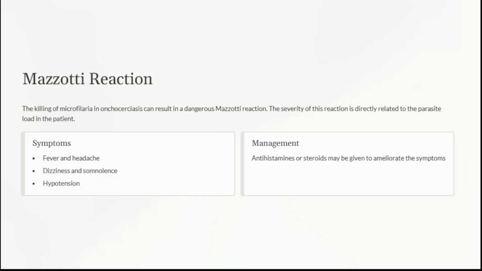We manage severe reactions with antihistamines and corticosteroids to reduce inflammation. Ensuring adequate hydration is important, of course. In rare cases, with very high parasite load, the reaction can be life-threatening and may require hospitalization and IV steroids. Always consider pre-treating with steroids if a heavy load of parasites is suspected.